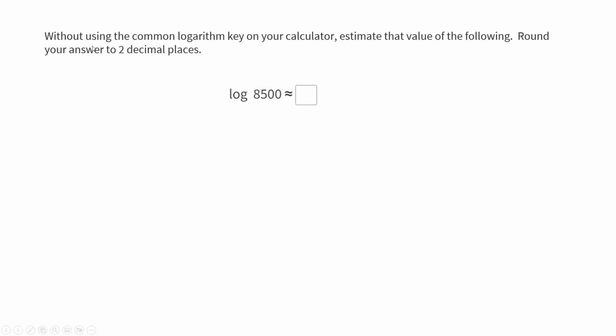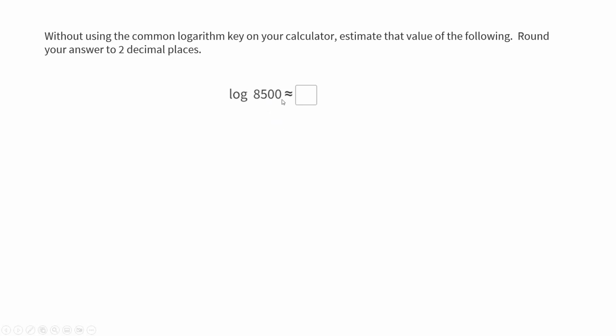So likewise for this, it says, without using the common logarithm key on your calculator, estimate the value of the following, round your answer to 2 decimal places. And so this one would require you to show some work, and if you're asked to do a similar problem, like on a quiz or something like that, then you would have to show some work with this.